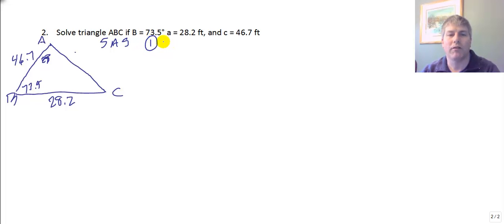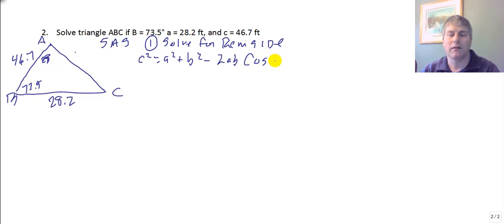So this is important. First thing we're going to do is solve for the main side. So we're going to solve for side C. So we're going to use our law of cosines that involves C squared. Use the C squared equals A squared plus B squared version again, minus 2AB cosine C. Oh, and I made a mistake. We're not going to solve for side C. We're going to solve for side B.